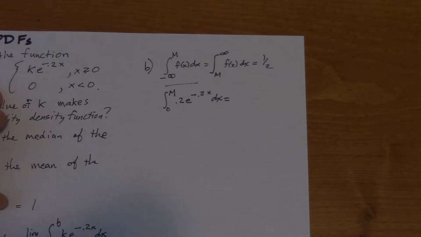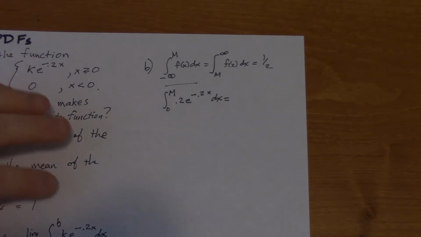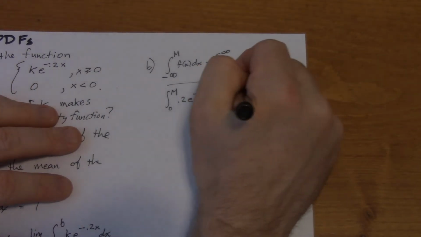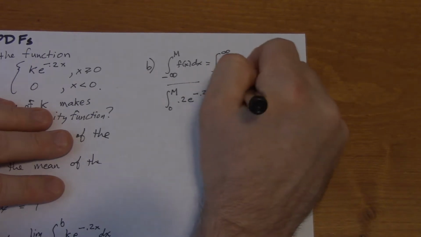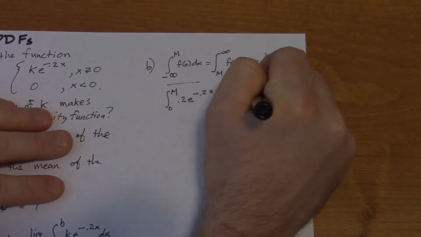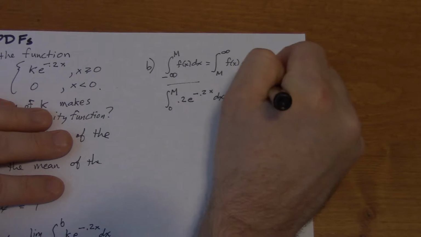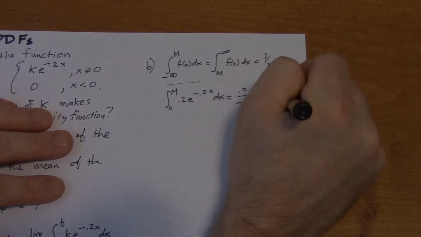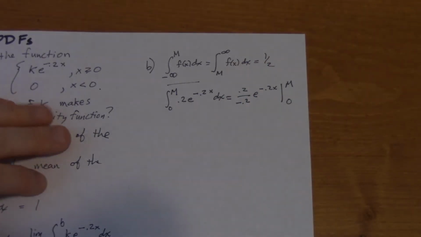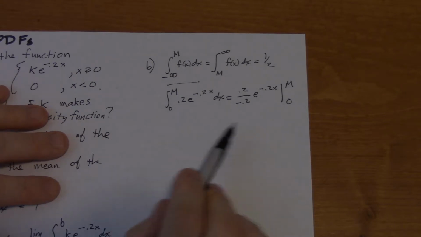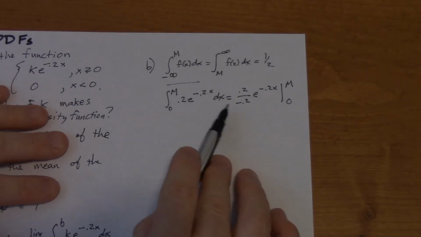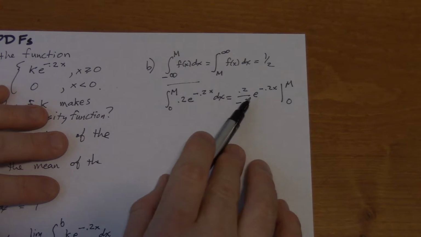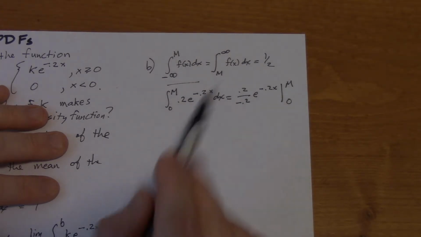Okay, so that's the integral we're going to compute, and we already did the antiderivative a second ago, so we know we divide by negative 0.2. So this is going to be 0.2 over negative 0.2 e to the minus 0.2x evaluated from 0 to m. Once again, this is kind of convenient. The 0.2's are going to cancel. We're going to have a negative e to the minus 0.2m.